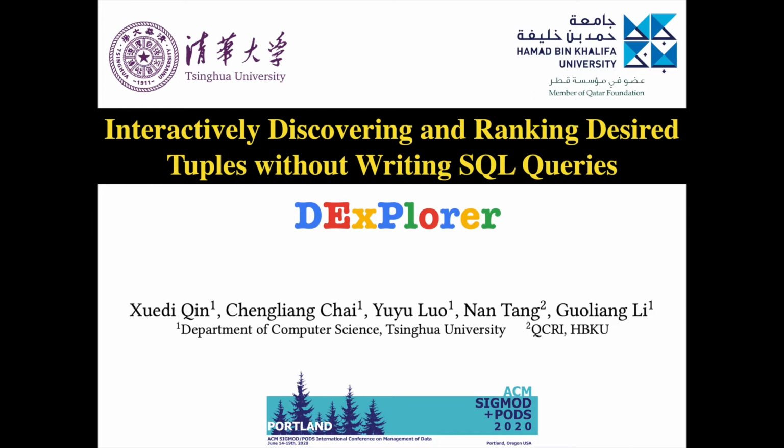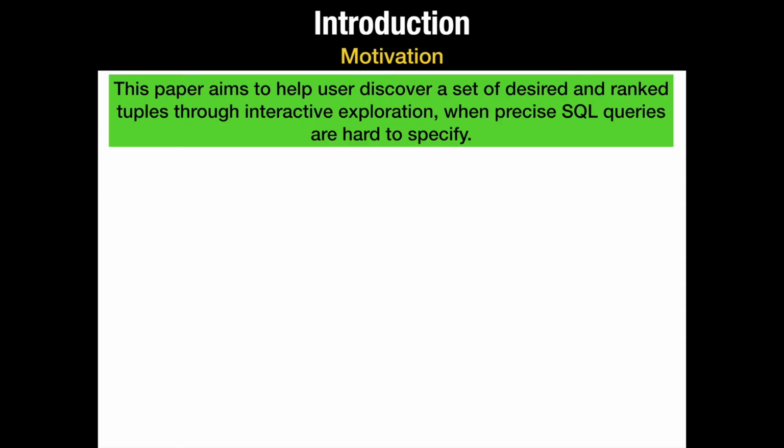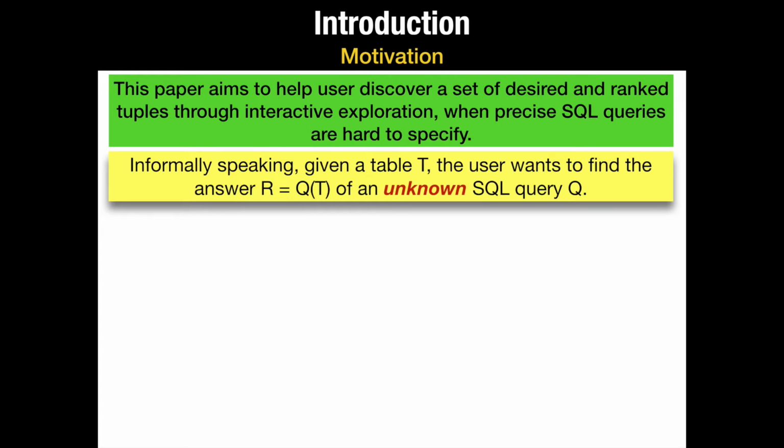Let us start with the introduction of our problem. This paper aims to help users discover a set of desired and ranked tuples through interactive exploration when precise SQL queries are hard to specify. Informally speaking, given a relational table T, the user wants to find the answer R, which is Q(T) of an unknown SQL query Q, where the term unknown either means that the query is too hard to specify or the data is unknown to the user.